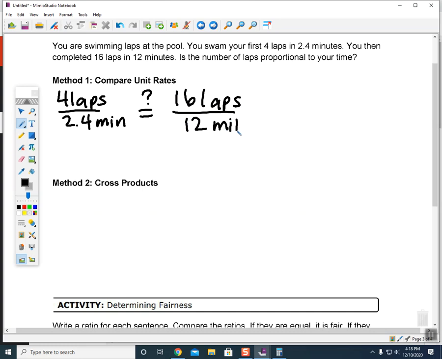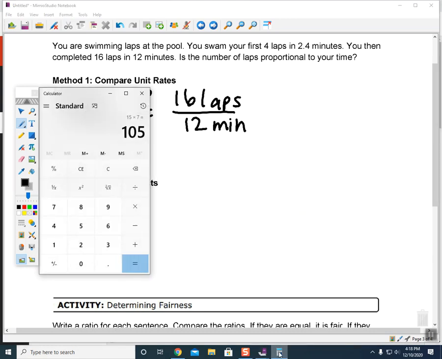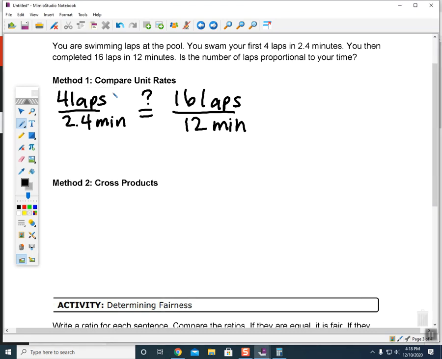So the first method that we can use is we can look at unit rates. So unit rate in this case means how many laps per minute am I swimming? Well, 4 laps in 2.4 minutes, if I want to figure out 1, I'm just going to take 4 divided by 2.4, which is 1.6 repeating. So that means that's about 1.67 laps per minute.